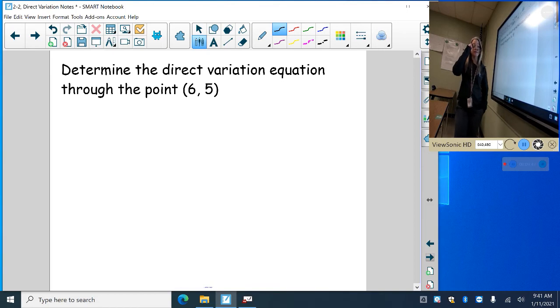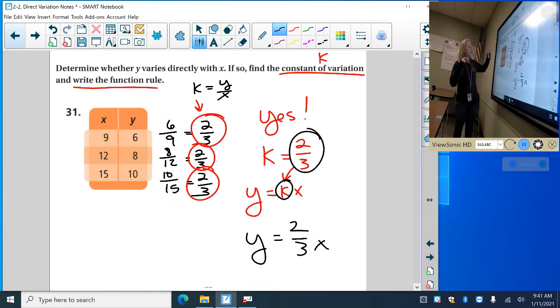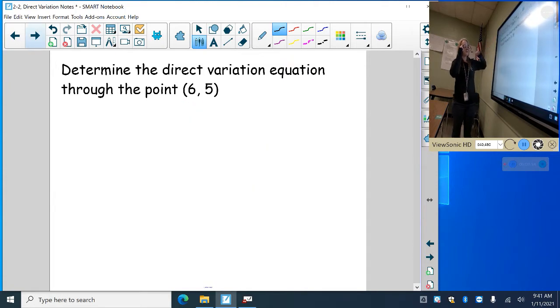Okay, so this one's a little different, but we're still given a point. These are all just points. This one just doesn't ask me to determine if it's direct variation. It just says give me the k and then write the function rule. Well, remember this is x and this is y. Therefore, in order to find k, I have to take y over x. So k is going to be 5 over 6.